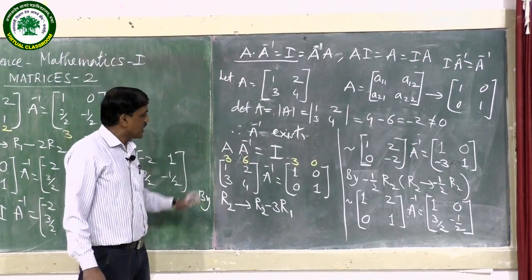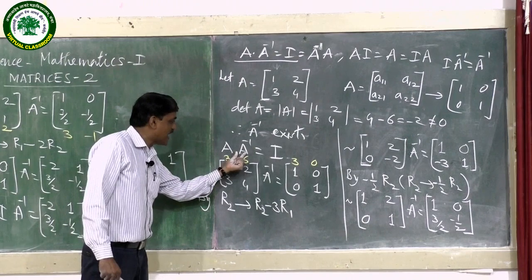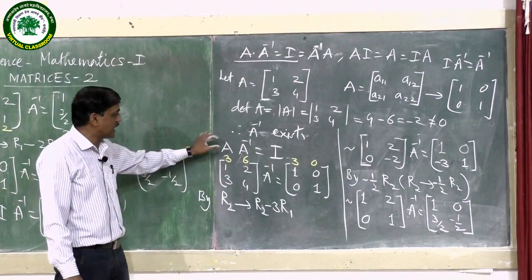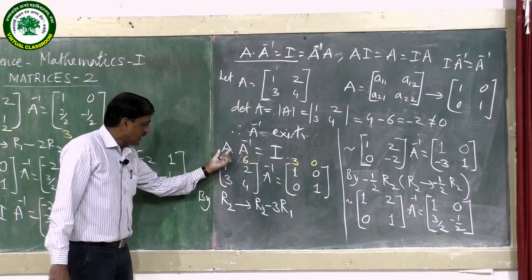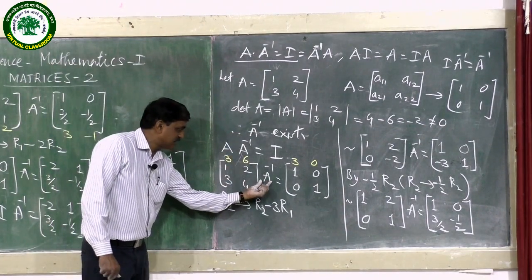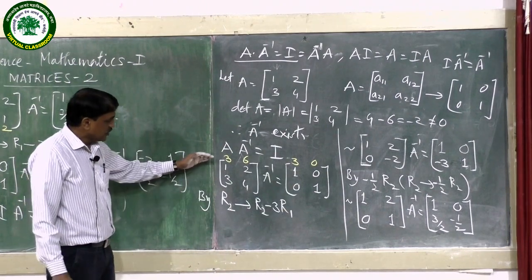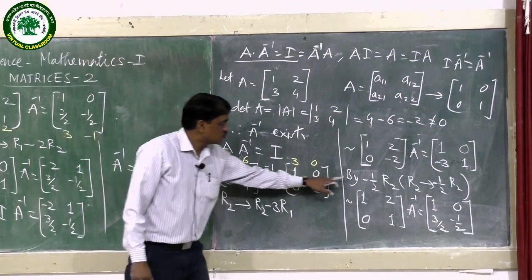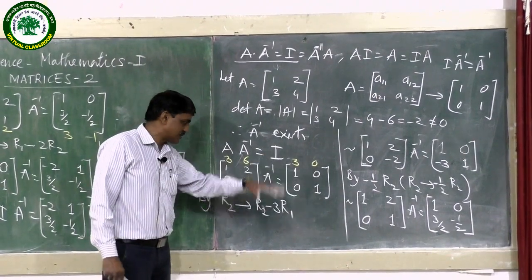Now, see here. What is the equation to write? Let us write A into A inverse is equal to I. While using row transformations, we have to write like this: A into A inverse is equal to I. A is given here, A inverse as it is, I is written here. Now, using these three transformations 1, 2 and 3 here, we got its inverse.